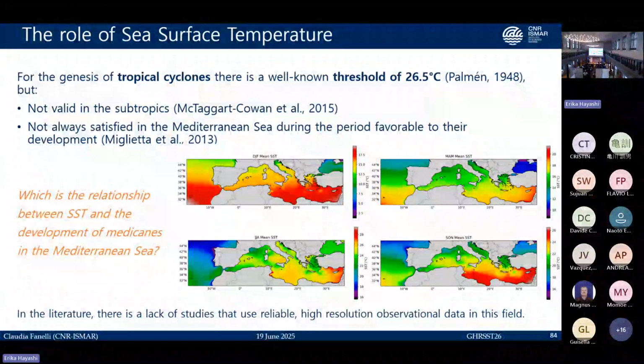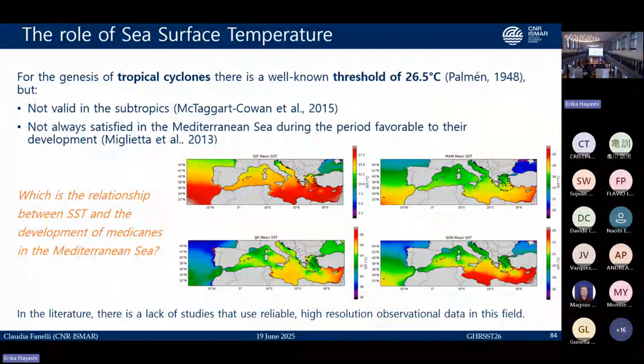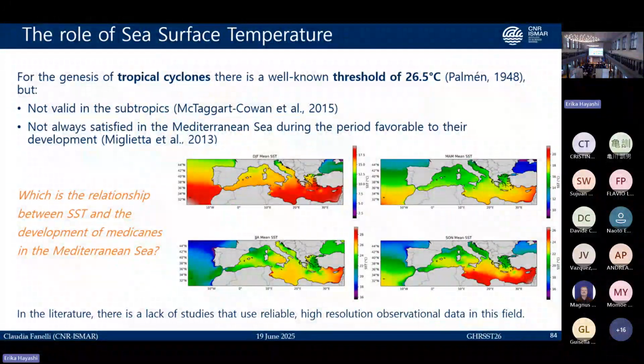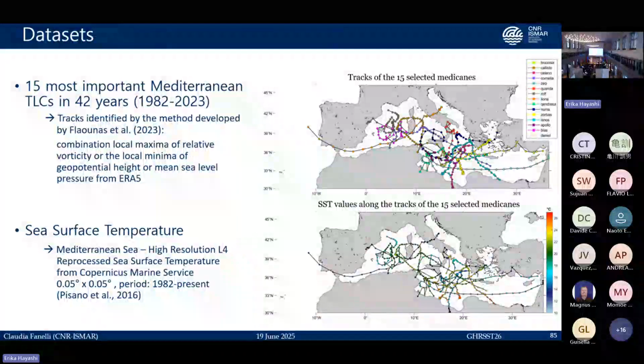Surprisingly, there is a lack of this kind of studies in the literature, because most of the papers published so far use model data. There is just one work from Cavicchia and co-workers which uses actual observational data, but at a lower resolution. So we thought to understand a little bit more about that.